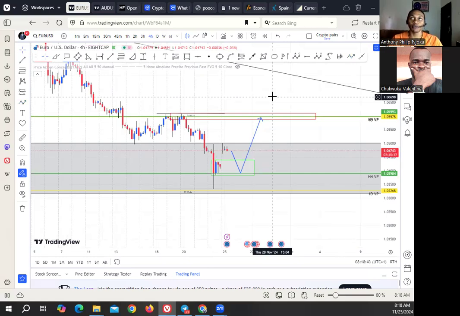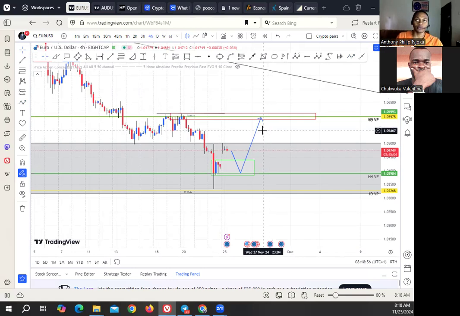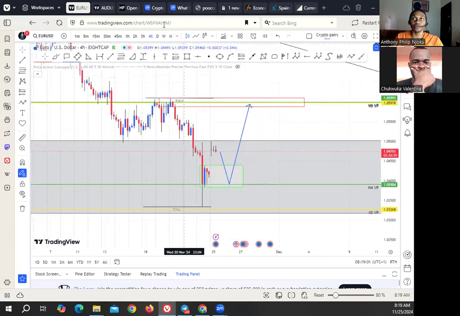The market is always right, but you as a trader must not be always right. The point is that whenever the market shows you what to do, follow the market. Don't try to make the market do what you want it to do. Instead, do what the market is telling you to do. Okay, so this is my formation for Euro USD, and we'll be monitoring it.